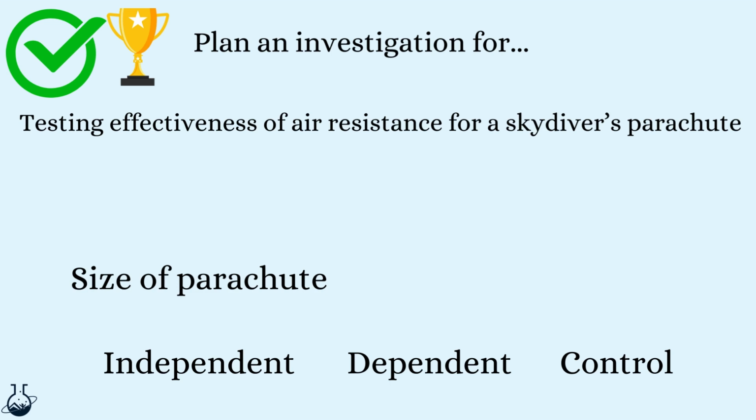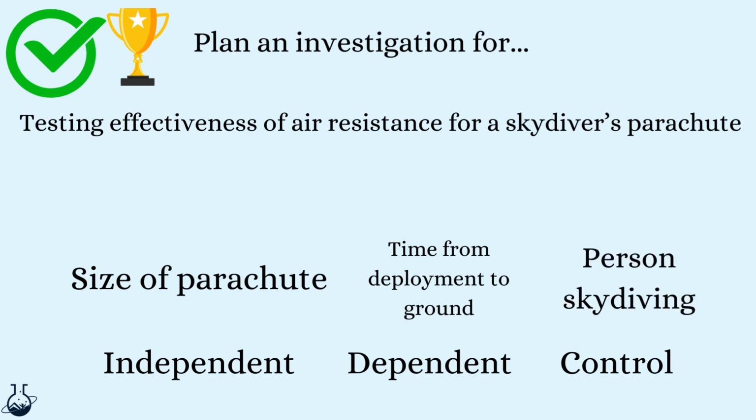If I want to see how effective a parachute is, I want to see if small ones are better than large ones. So I will change the size of the parachute in my experiment. The effectiveness is determined by how long it took the diver to land after the parachute is deployed. If the size means they fall too quickly and hurt themselves, it's not effective. So I will measure the time that it takes to land after the parachute is released. And I'm going to keep the person diving the same so the force of weight remains consistent.